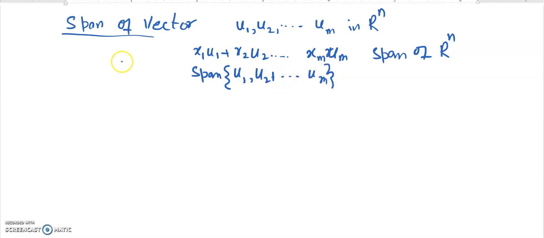So basically this is a concept, and this concept can be used for determining whether some of the vectors are independent from each other or not. So I will illustrate it with the help of some examples. Okay, so starting from example number 1.